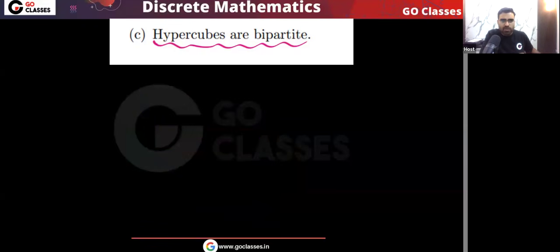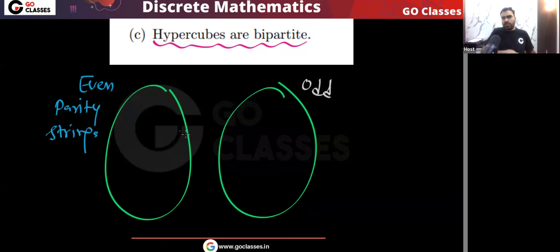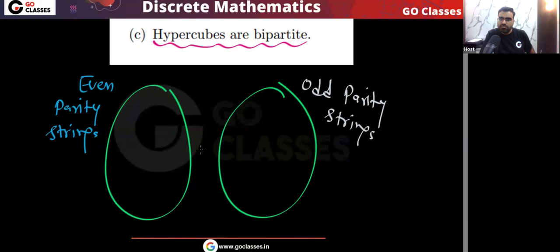Okay, for the hypercube graph, notice one thing, very simple. For the hypercube graph, the bipartition will be like this: in one part I will put odd parity strings, and in another part I will put even parity strings. Very simple point. Okay, is this clear? If you do this, then definitely you will see that these vertices are non-adjacent.